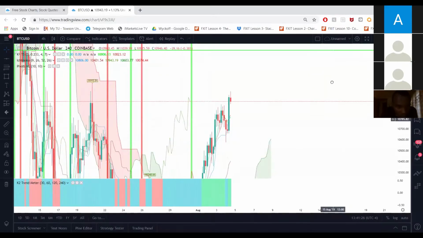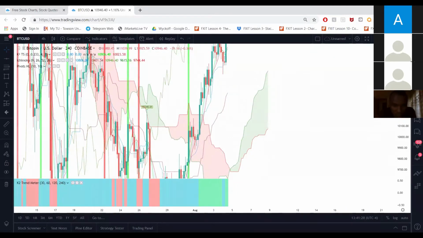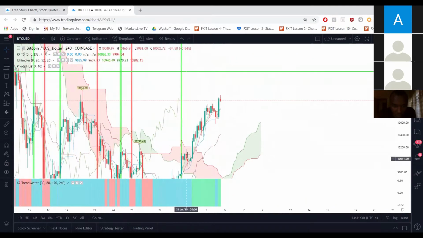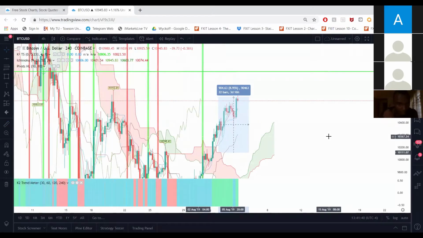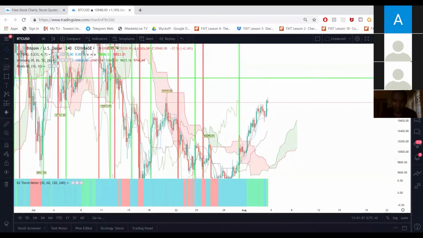Let's see on a 4 hour. Look where the buy signal was. God damn, look at this. Holy shit. Wow. Now that is 905 pips. And the trend meter confirmed the uptrend. Yeah, I mean it's definitely a good tool.